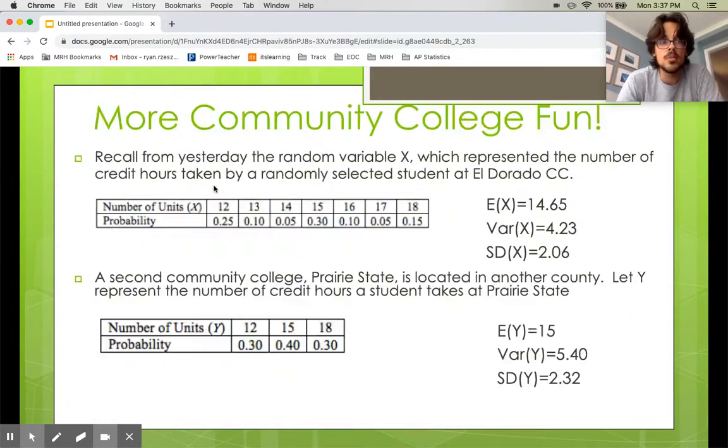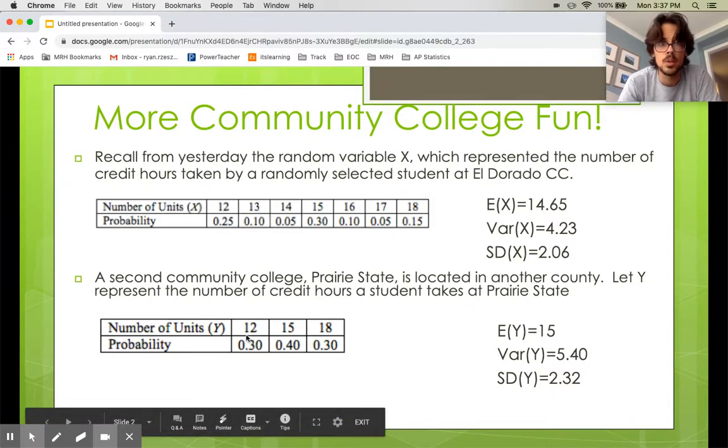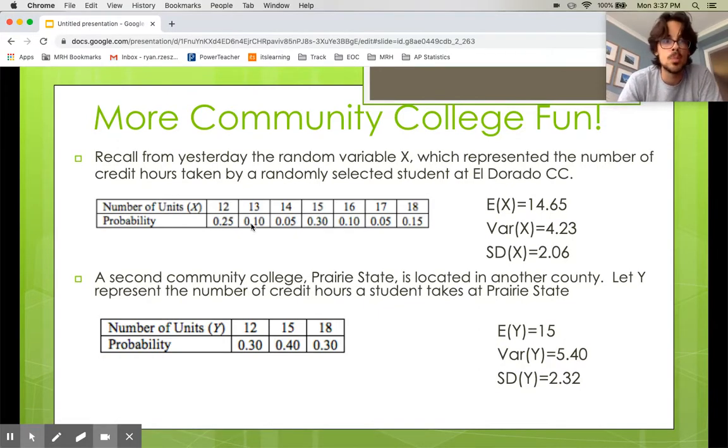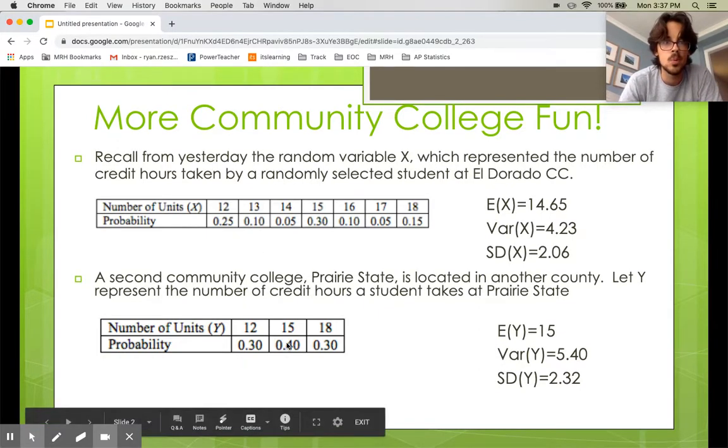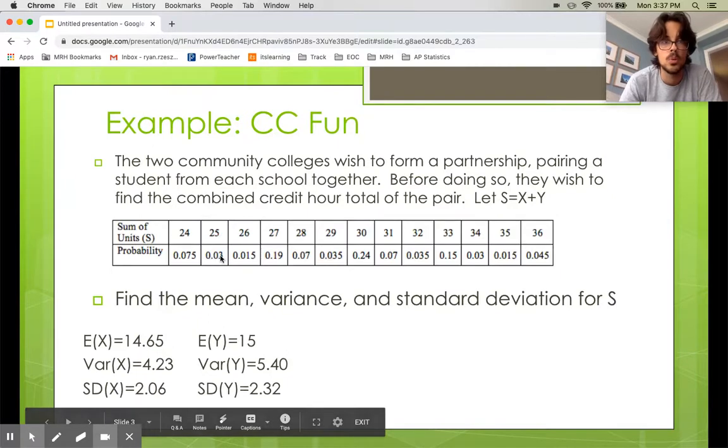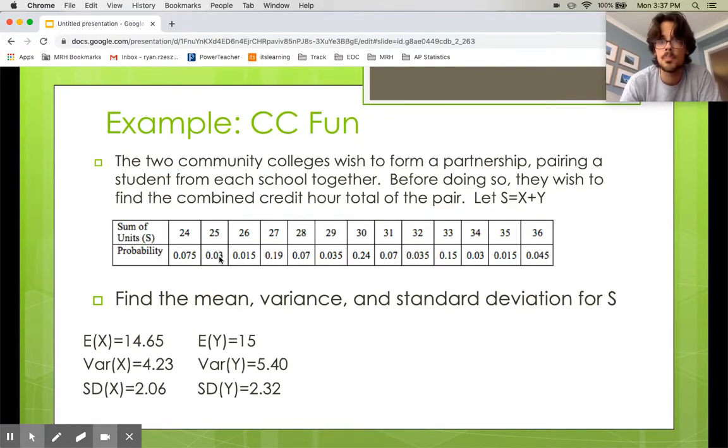Then let's go to 25. The only way you could get 25 in this scenario, it would have to be a 13 from over here and a 12 from over here. You couldn't go 12 with 13 because there is no 13 on Y. So if you do this 0.10 for the 13 times this 0.3, you're going to get 0.03, which is exactly that probability right there. That pattern will keep going until you get to ones like 27 over here.